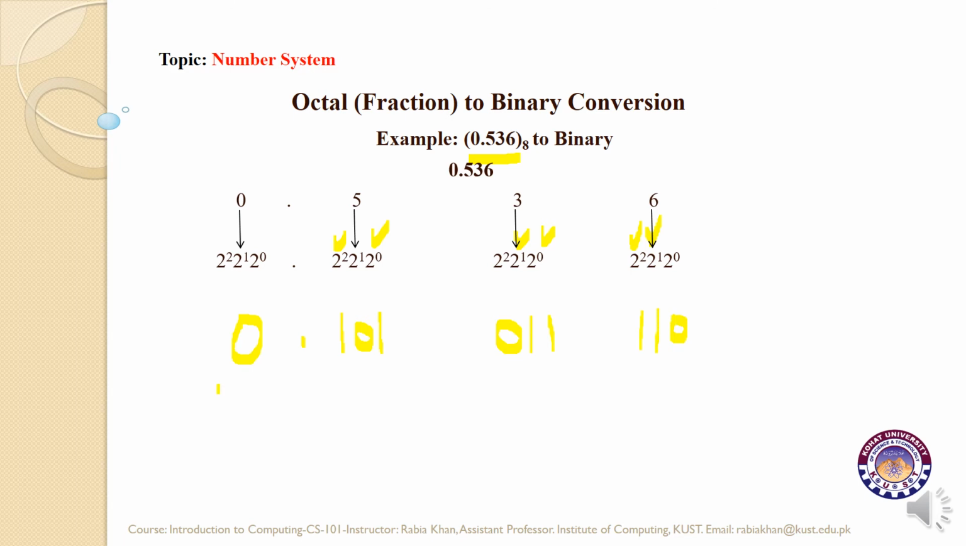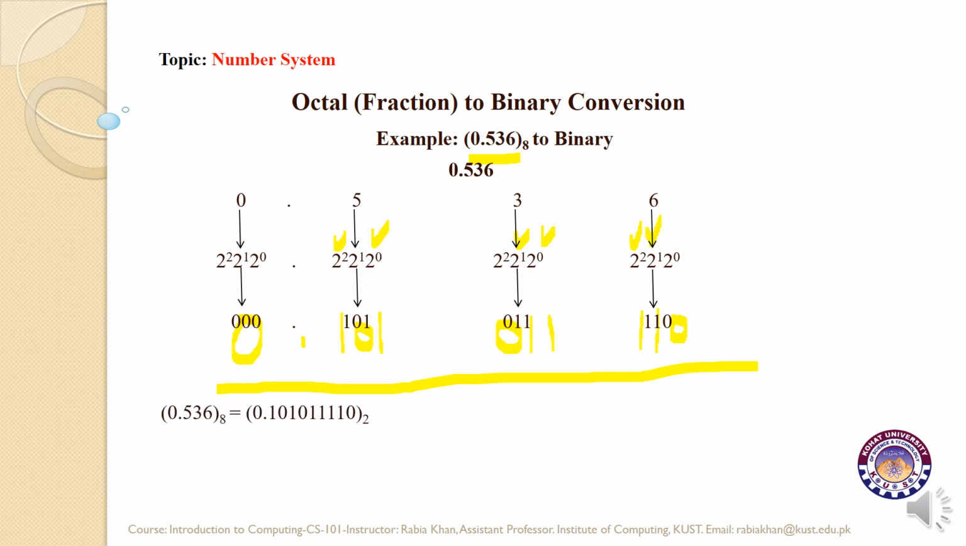So when we merge all of these, the result will be a binary number. This is how we have generated the answers. You can see similar answers are generated, and when we merge all of them, the resultant is the binary number. 1 0 is enough. No need to add 3 zeros, though you can add them, but it is not required as it will not change the result. So 0.536 in base 8 is equal to 0.101011110 in base 2.